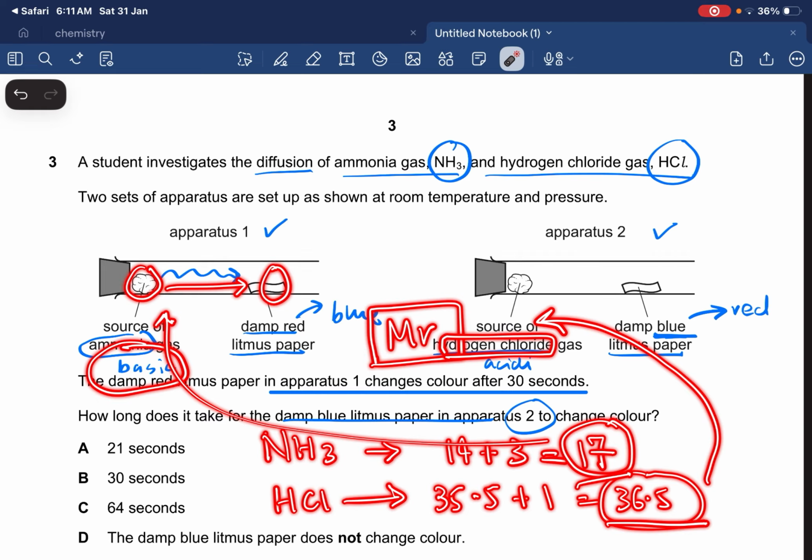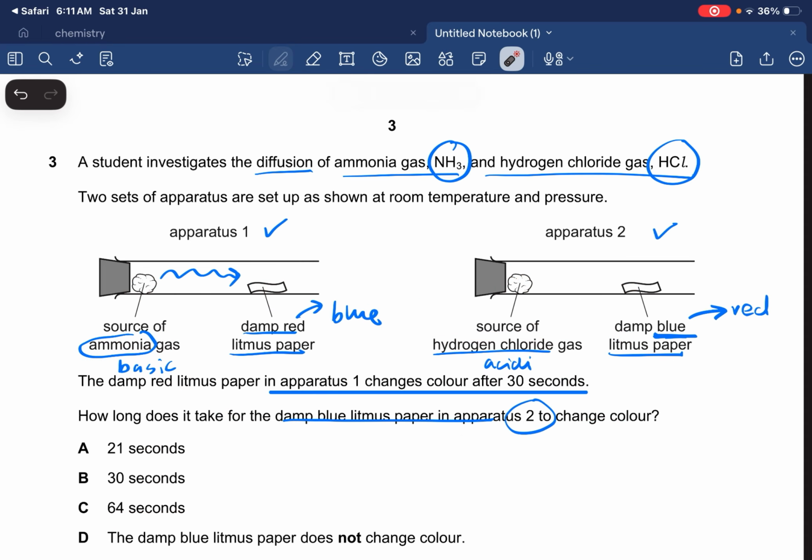What does it mean? It means it's going to diffuse less slowly. The heavier the gas, the more weight, mass, whatever the gas has, that's how slowly it's going to diffuse. So it means that for hydrogen chloride gas to reach from here to here, it's going to take more time, right? So for ammonia, if it took 30 seconds, for hydrogen chloride gas, it's probably going to take more than 30. Not 21, not 30, 64 seconds.